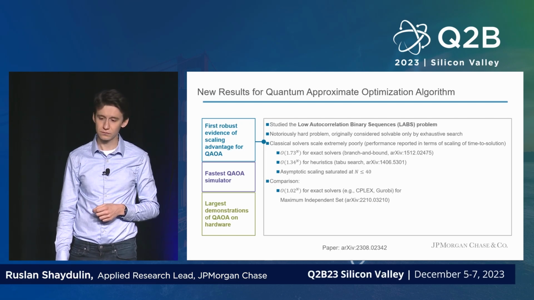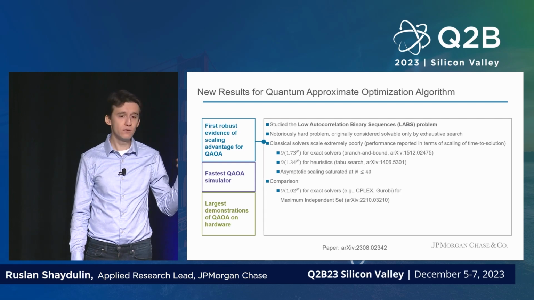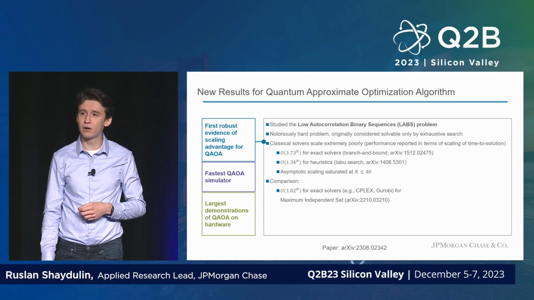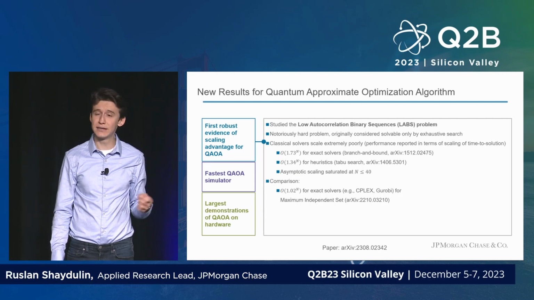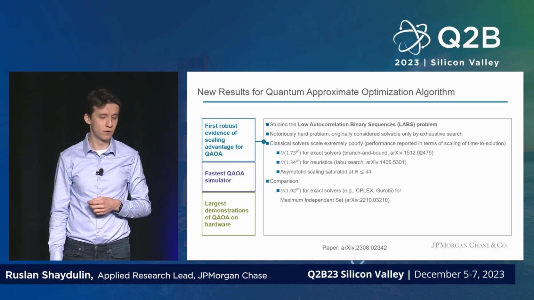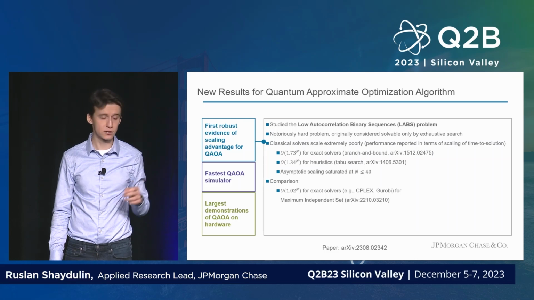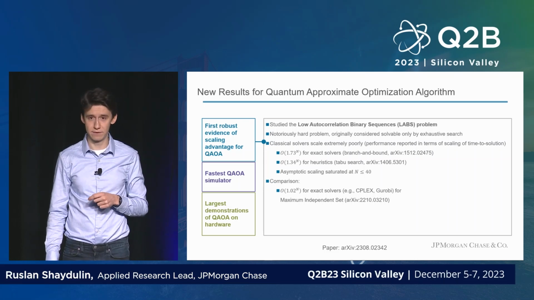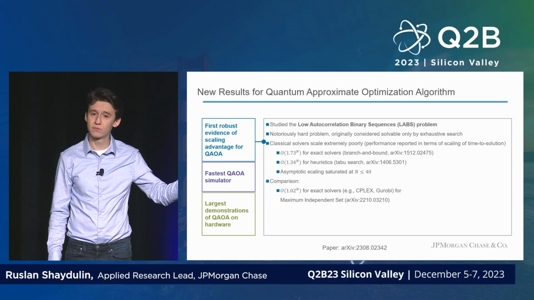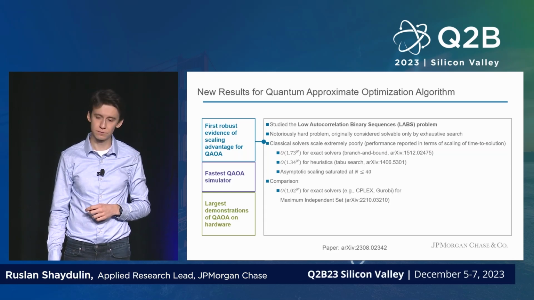Now, to give you a context for how quickly the complexity of this problem grows, for maximum independent set, which is the native problem for Rydberg atom arrays, the scaling is, even on a general class of graphs, 1.02^n. So compare that to 1.34^n. It's a big difference.